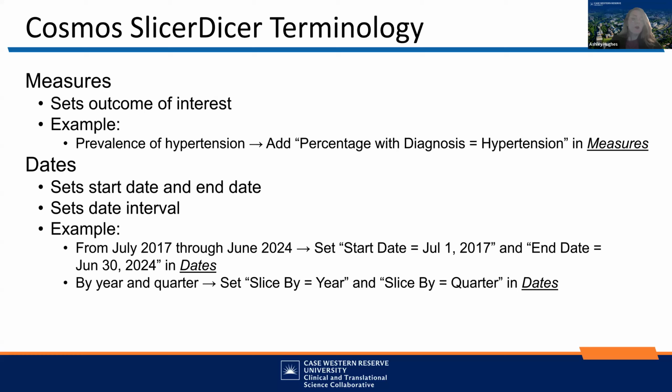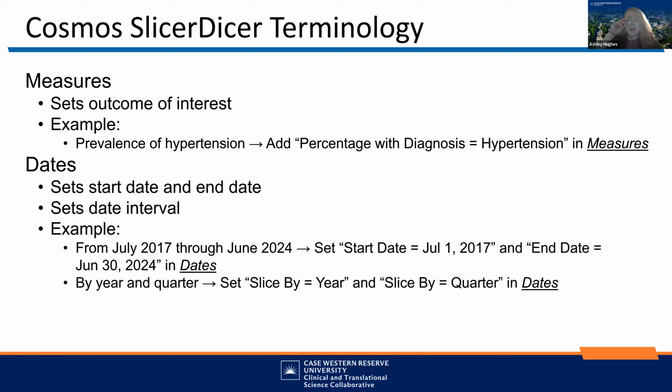So your measures are really your outcomes of interest. It's going to default to having a frequency count in Cosmos, but there are a number of different measures that you can select from. And it all, again, boils down to a research question. Sometimes it is helpful to look at percentages.